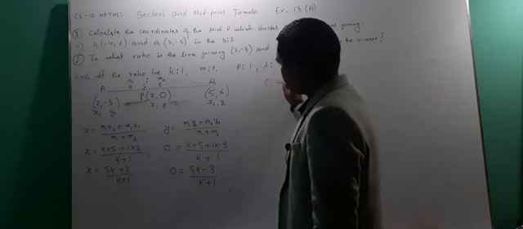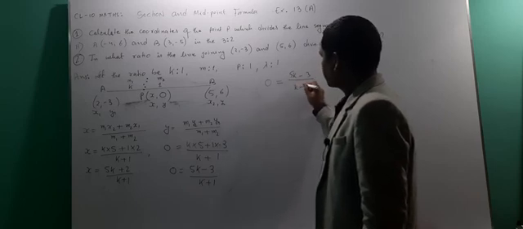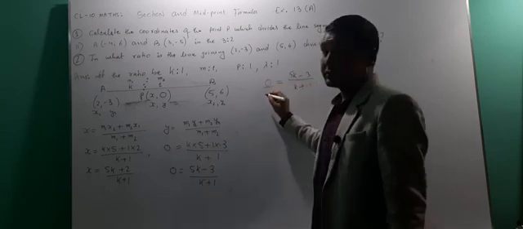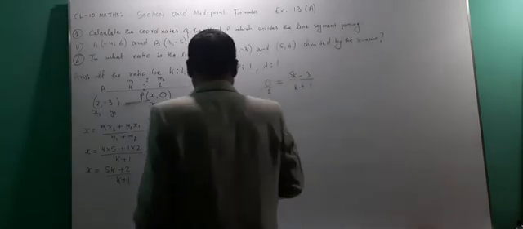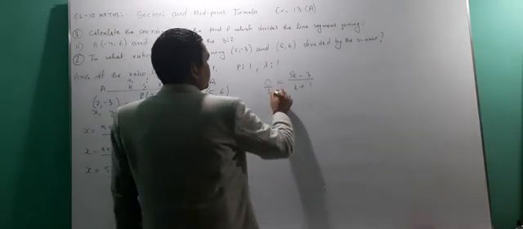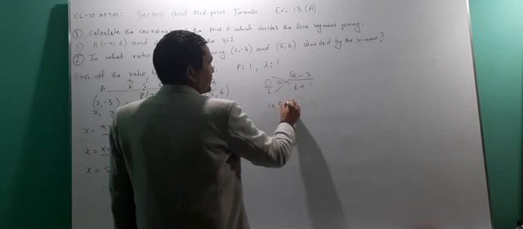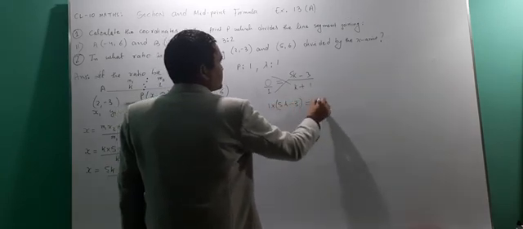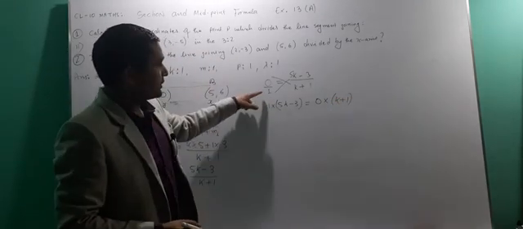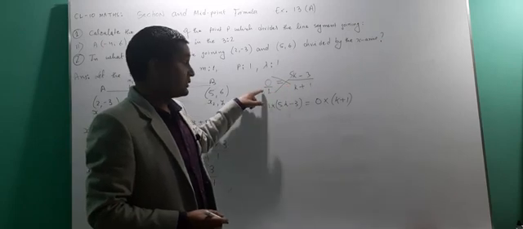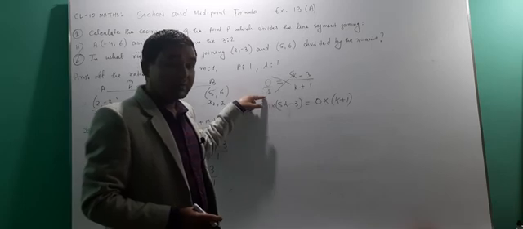0 equals 5k minus 3 divided by k plus 1. Now for the denominator, you can always use 1, because for every number the denominator is 1, for all types of numbers. Now let's do the cross multiplication. Then 1 multiplied by 5k minus 3 equals 0 multiplied by k plus 1. If there is equality between two expressions, then do the cross multiplication, and if there is only one number, then use 1 as the denominator.